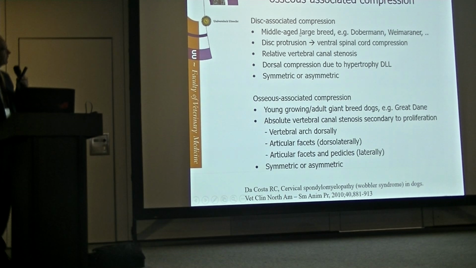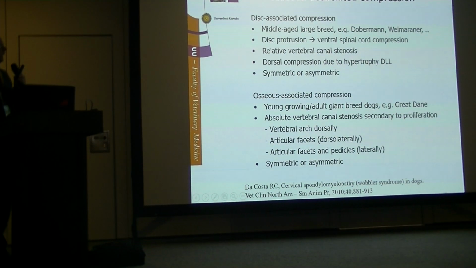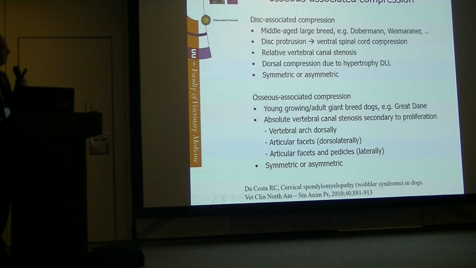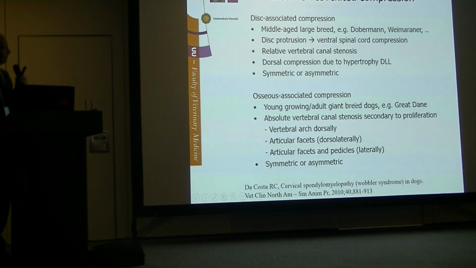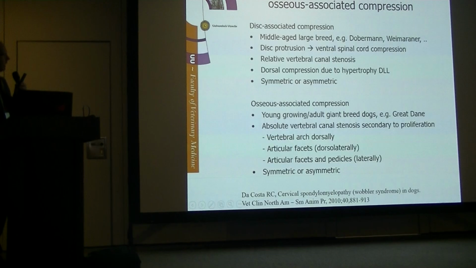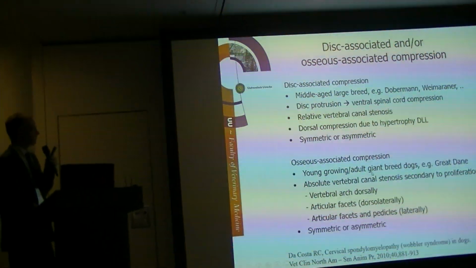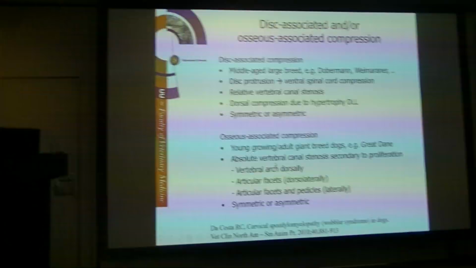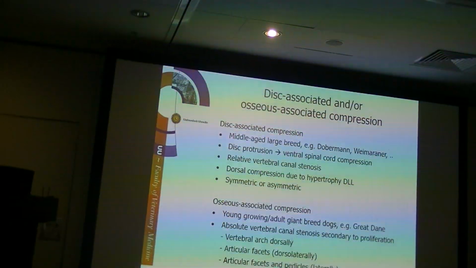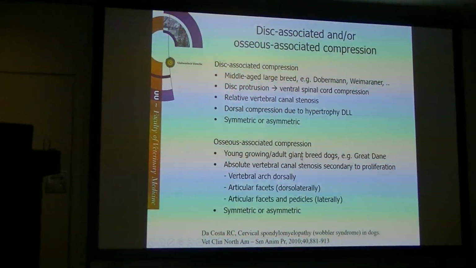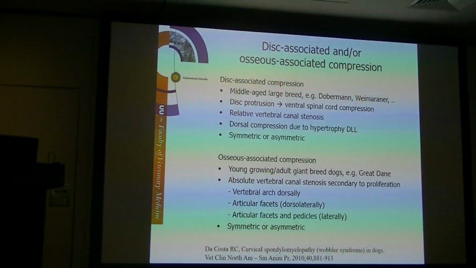So the disc-associated is usually seen in Dobermans and Weimaraners at older age, 6 to 8 years, whereas the purely osseous-associated compression is seen in Great Danes, in young Great Danes of 1 year of age, sometimes even younger. And in that case, we have an absolute vertebral canal stenosis. And it can relate to multiple sites. So not one site, but 2 or 3 or 4 sites may be affected.